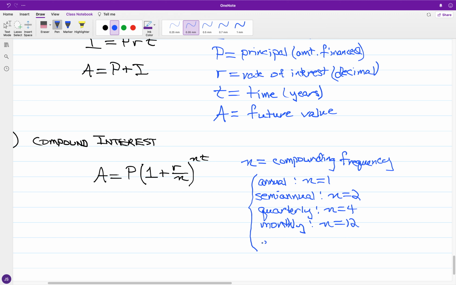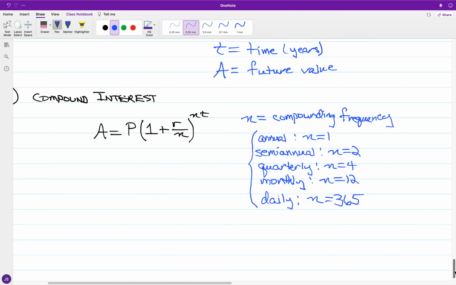Now for daily compounding, there could be institutions that like to stick with base 10 arithmetic as much as possible, where they might just consider 360 business days in a year, but more and more, I think most will go with the typical 365 calendar days per year. So you have these various numbers for N.